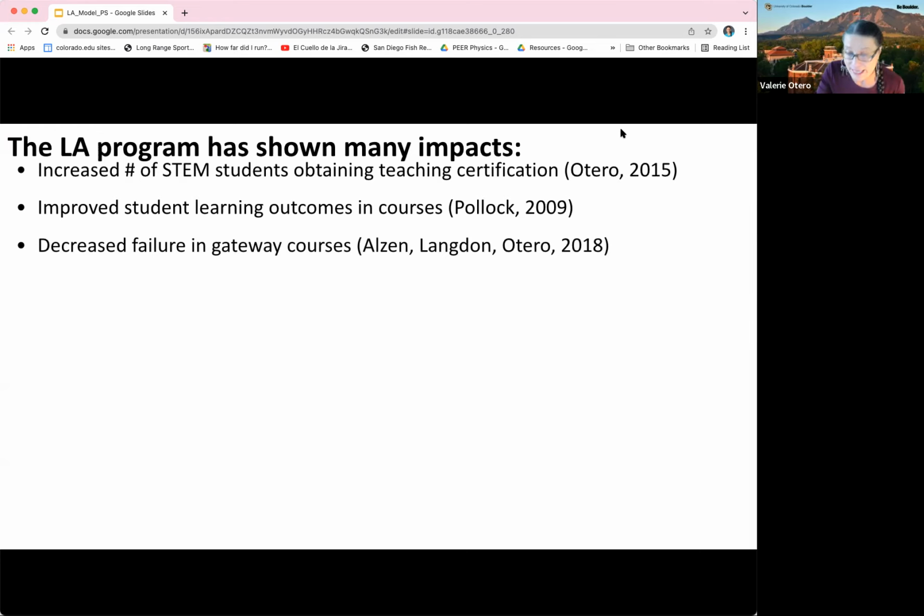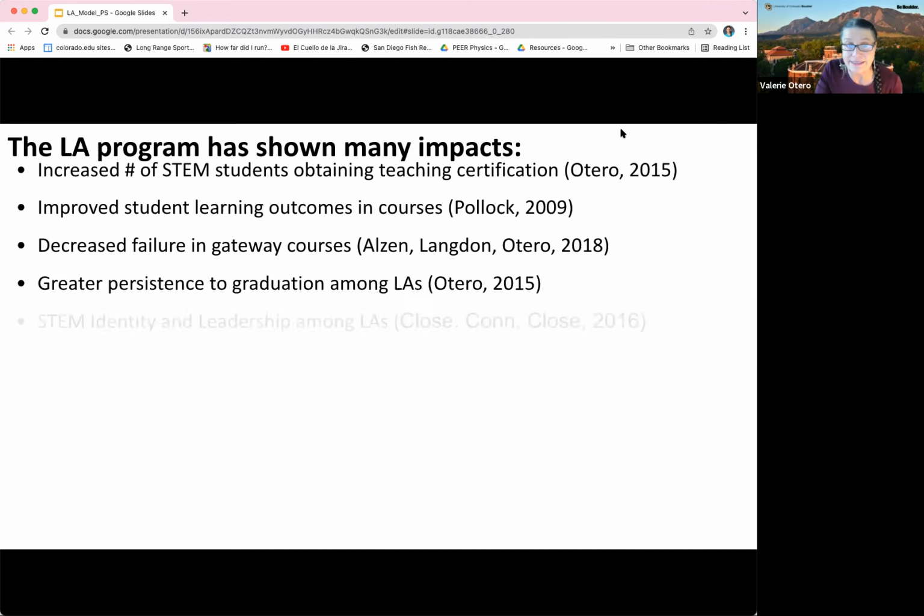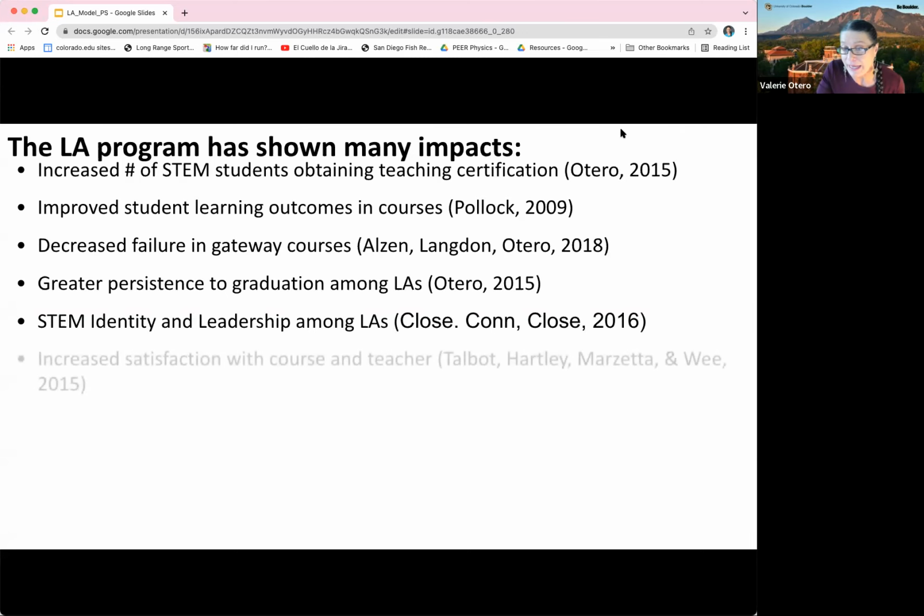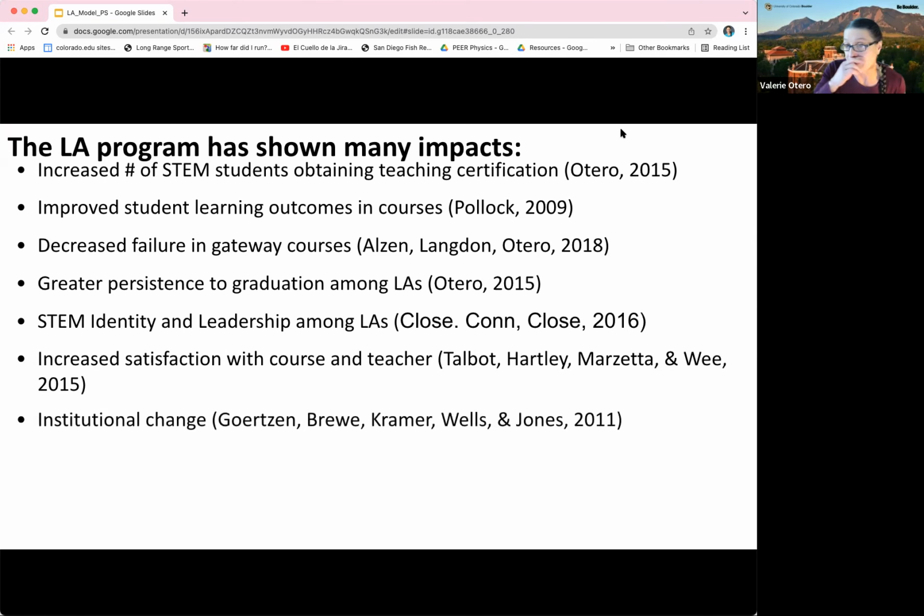Decreased failure rates in gateway courses, up to 60% at CU Boulder. Greater persistence to graduation among LAs, up to 10%. STEM identity and leadership among LAs. Increased satisfaction with course and teacher. That work was done with the amazing LA program at CU Denver.